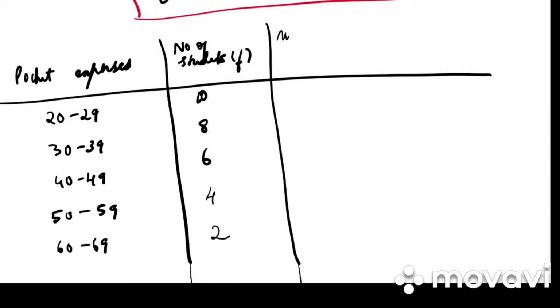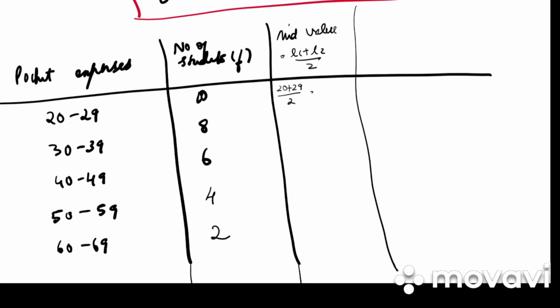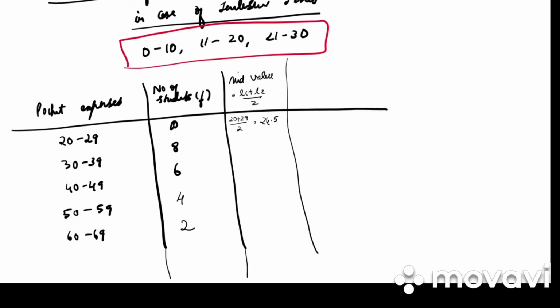Next we need to find the mid value. L1 plus L2 divided by 2. So 20 plus 29 divided by 2, 24.5. 30 plus 39 divided by 2, 34.5. 44.5, 54.5, 64.5.